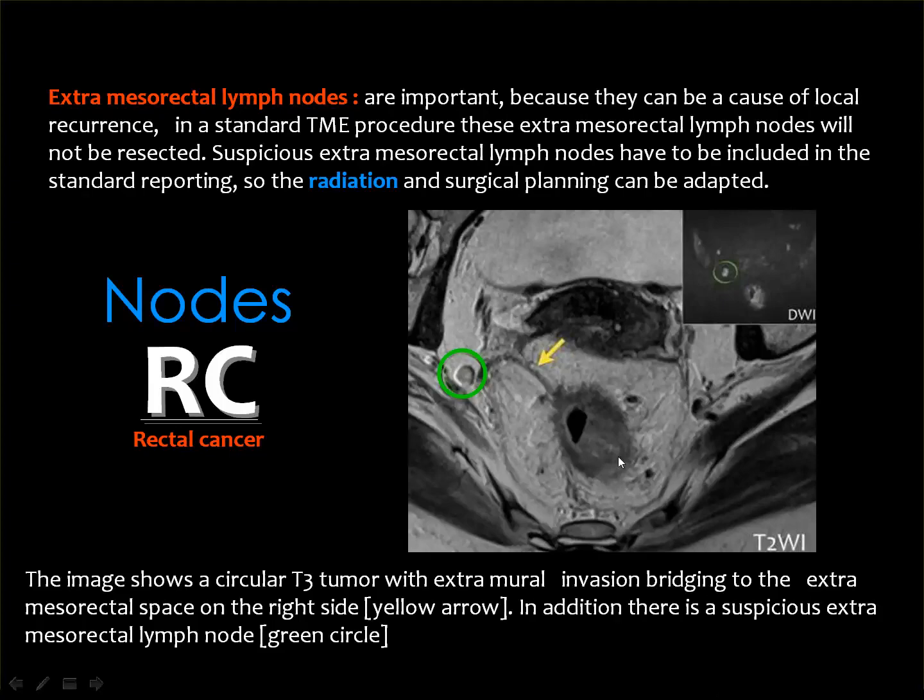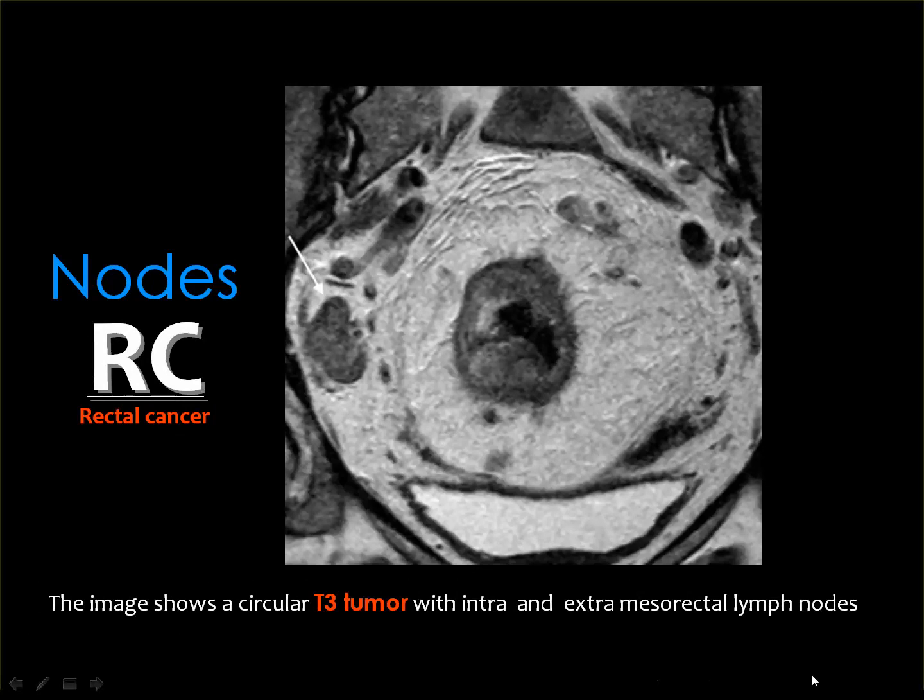Here is what's known as an extra mesorectal lymph node. This is the mesorectal fascia which is involved by the tumor, and there is a lymph node outside the mesorectal fascia. Then this is the node by diffusion weighted image. And these lymph nodes are usually treated before surgery by radiation or chemotherapy.